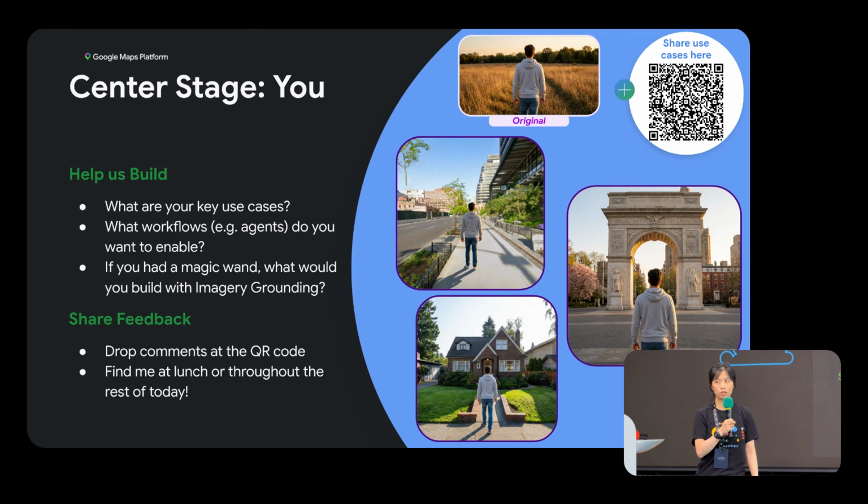So yeah, now you are center stage. I'd love to hear what your use cases are, what workflows or agentic workflows you want to enable. What can you do now that the world is your canvas? What do you want to do? If you had a magic wand, what else would you build with imagery grounding? We're just getting started. There's a lot that we could do, but we want what we do next to be shaped by you. So come build with us.